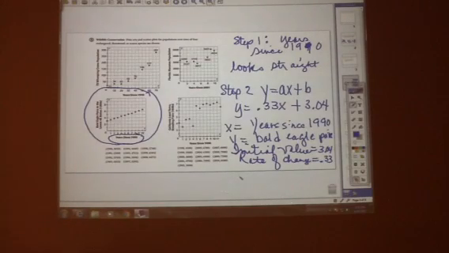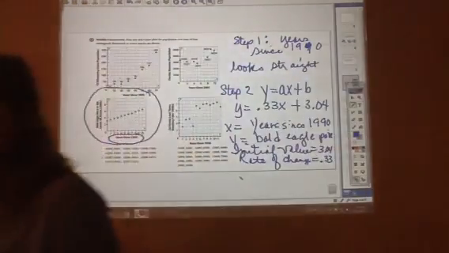Your windows are messed up. I think I got the wrong equation too. Oh, so that's probably 8. It probably won't work. Yeah, you have to have the right equation.